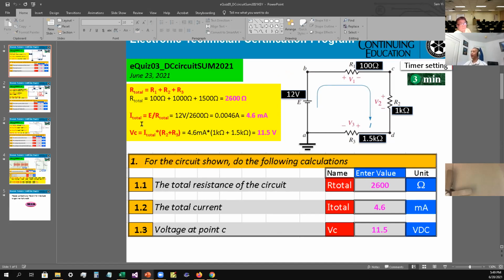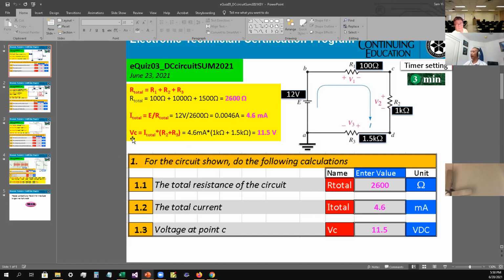Okay. The next one, number two, is total current. Total current equals E divided by R total. E, the voltage source, is 12 volt, divided by the total resistance of 2600 ohms. That gives you 0.0046 amps. You convert that, because they want the answer in milliamps. So that's why it becomes 4.6 milliamps.